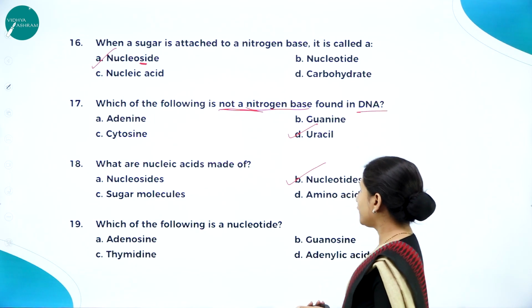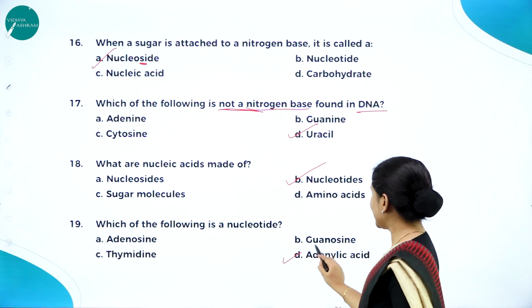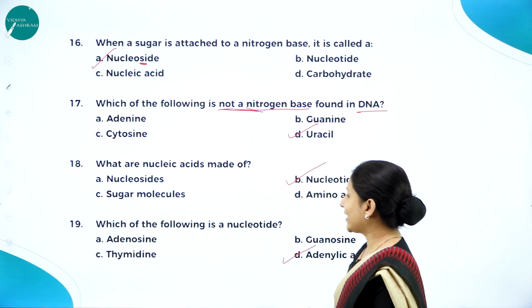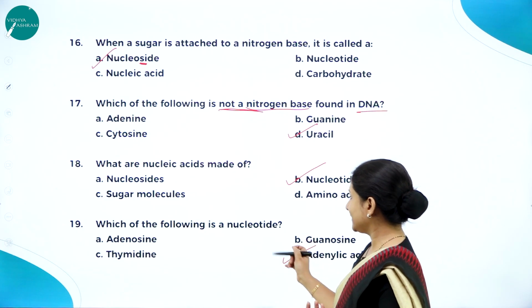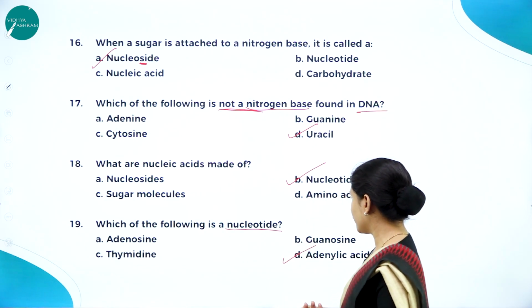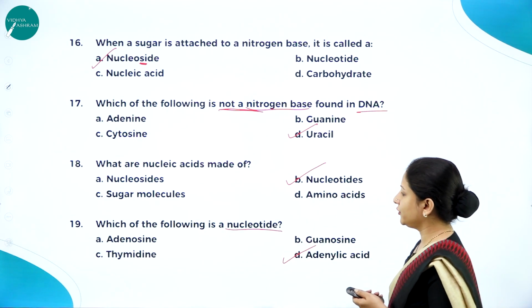Next question. Which of the following is a nucleotide? It is adenylic acid. Adenosine, thymidine, guanosine, all of these are nucleosides, but what I've asked here for is a nucleotide. So adenylic acid is a nucleotide.